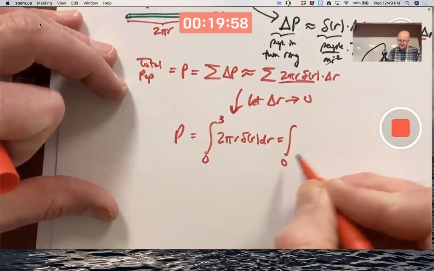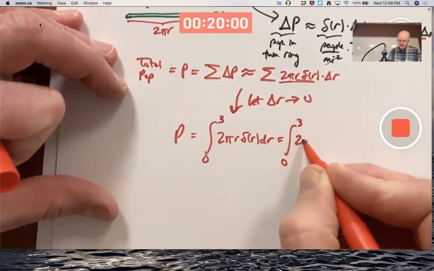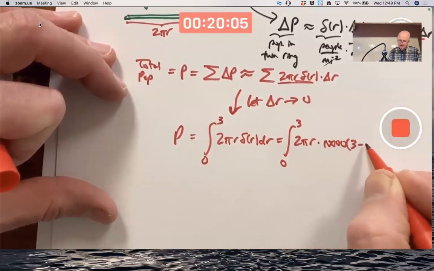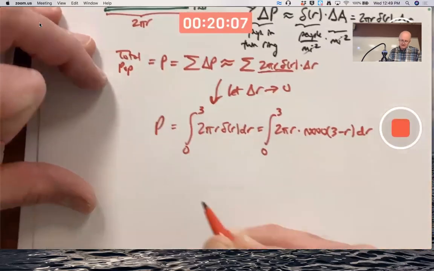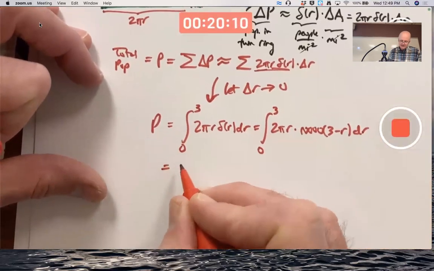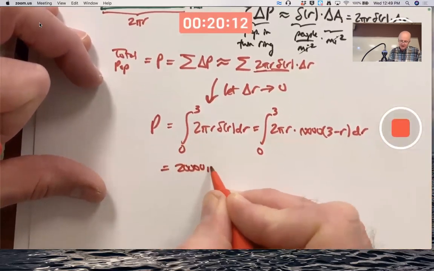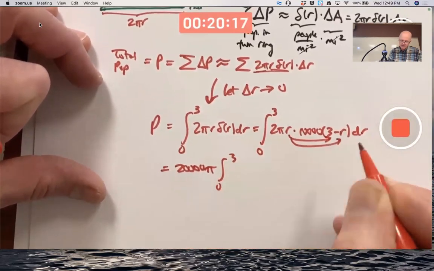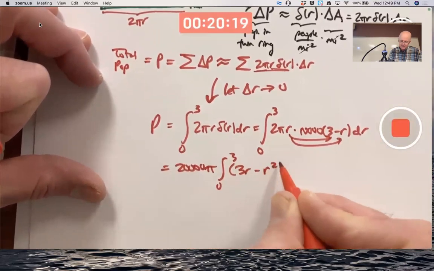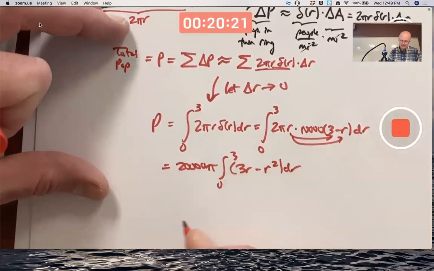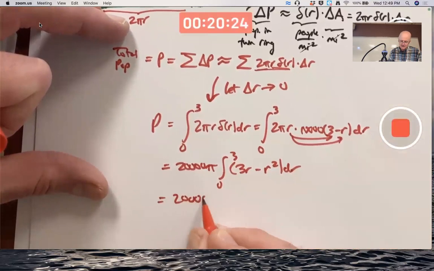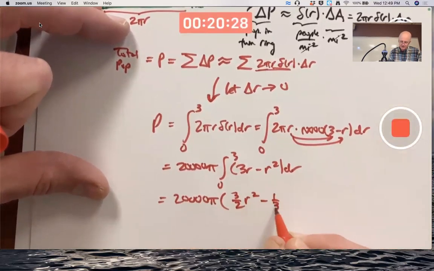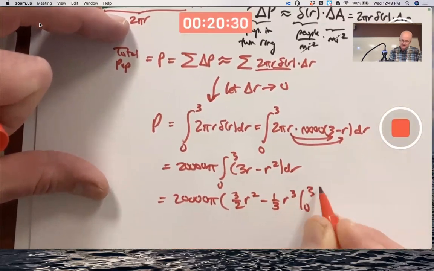Now plug in the function delta of R. It was what? 10,000 times 3 minus R. Factor out the 2 pi and the 10,000 to get a 20,000 pi out front times the integral from 0 to 3 of, I'll distribute the R through here, 3R minus R squared. 20,000 pi times 3/2 R squared minus 1/3 R cubed from 0 to 3.